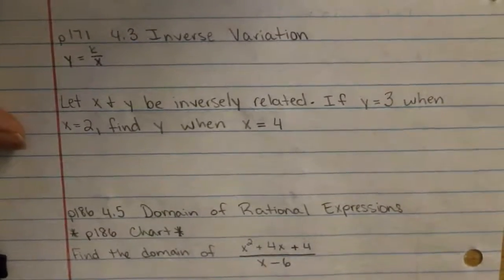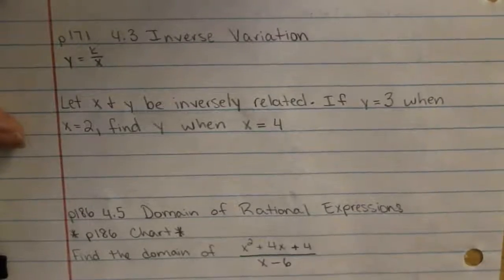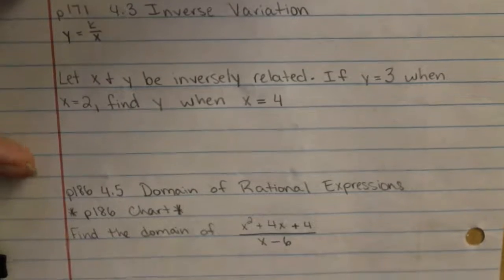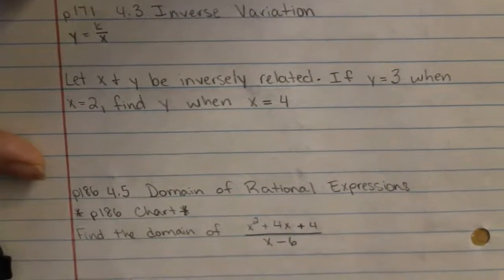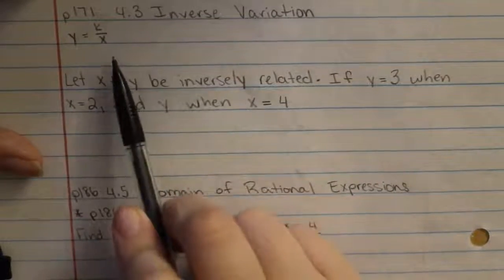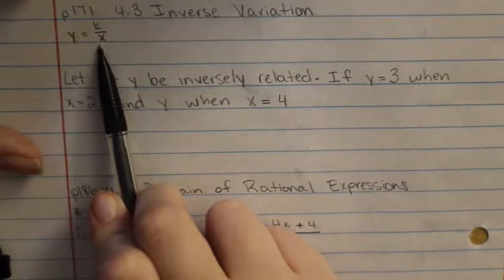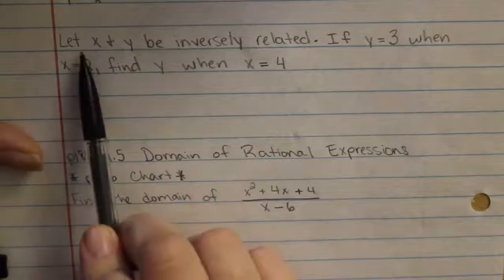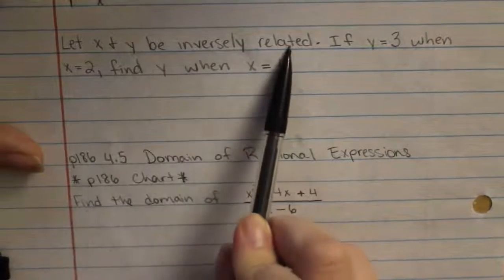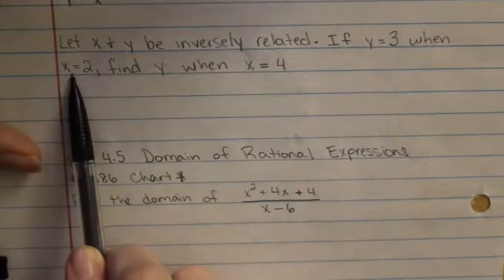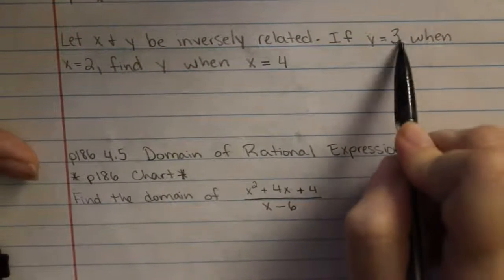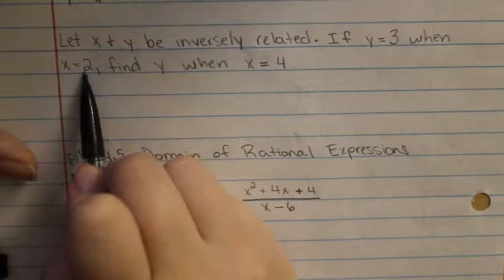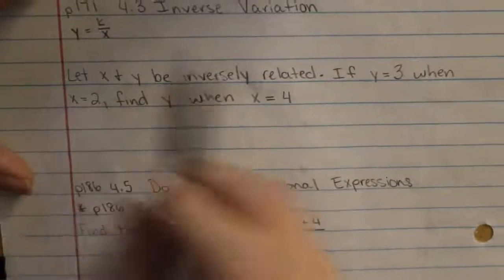We are in 4.3. Yes, we're moving on to chapter 4 here with this. So the first one is on page 171. It's about inverse and direct variation. So remember, direct variation was the multiplication, whereas inverse is the division. So what it's going to do is it's going to give you a problem like this. Let x and y be inversely related. If y equals 3 when x equals 2, find y when x equals 4. So the first thing we have to do is use y equals 3 and x equals 2 to find our constant, okay?